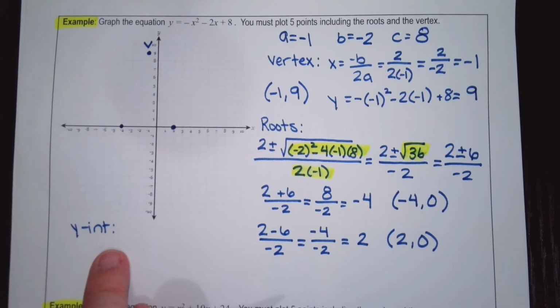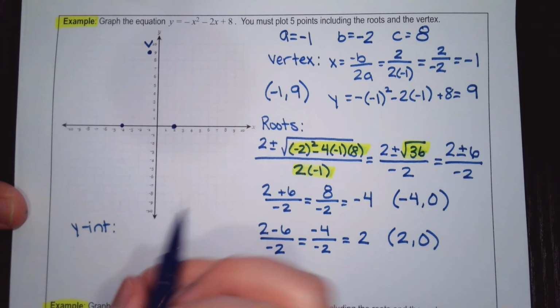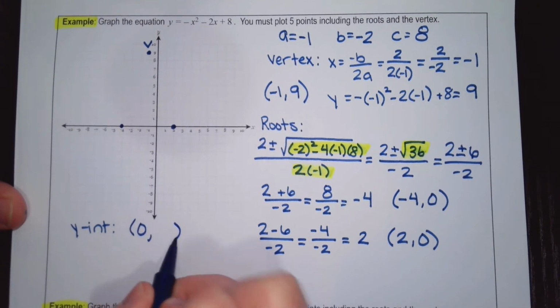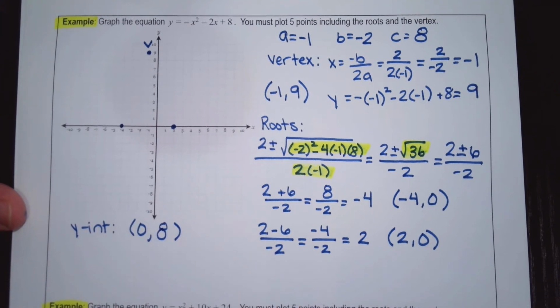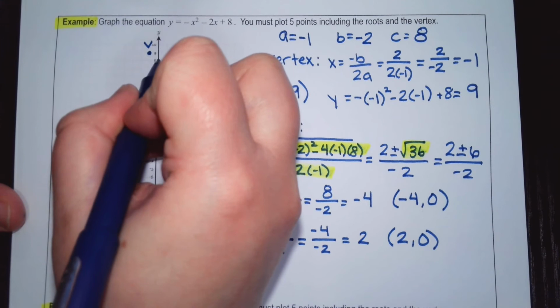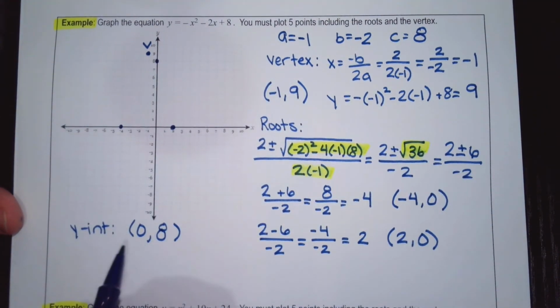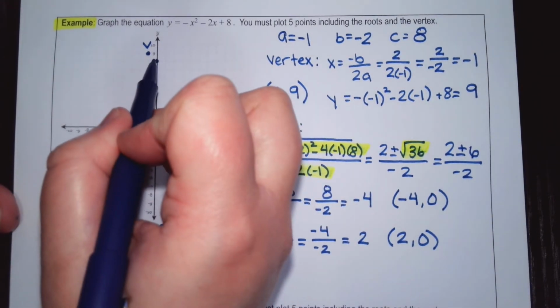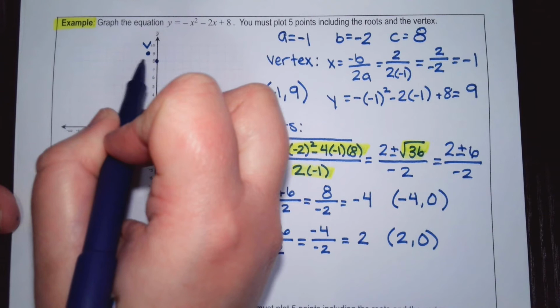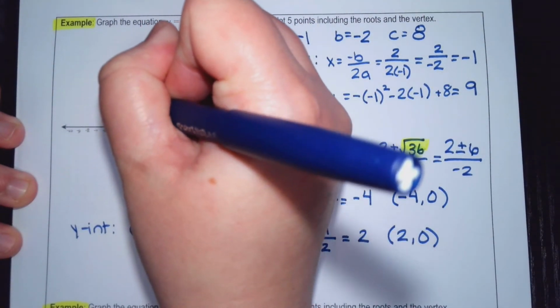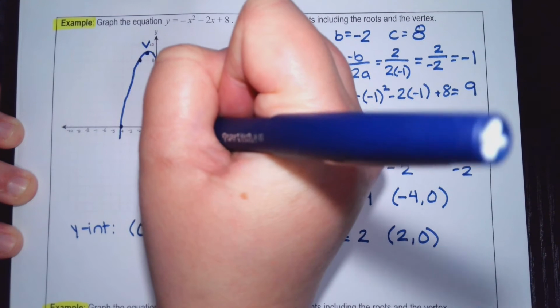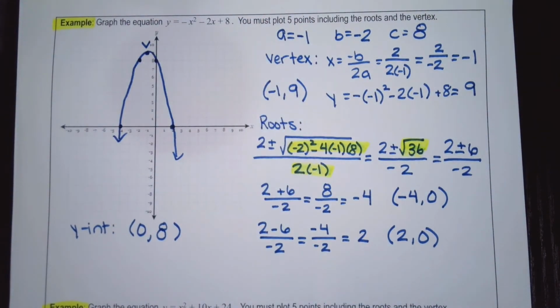Finally, our last 2 points are going to come from the y-intercept. Remember, our y-intercept is 0 and then the c value, which is 8. So we're going to plot 0, 8. And then, remember, we reflect over the axis of symmetry. It's only one space away from the vertex, so we go one space the opposite way. So now we have our lovely U shape that we are now going to carefully connect. And there we go.